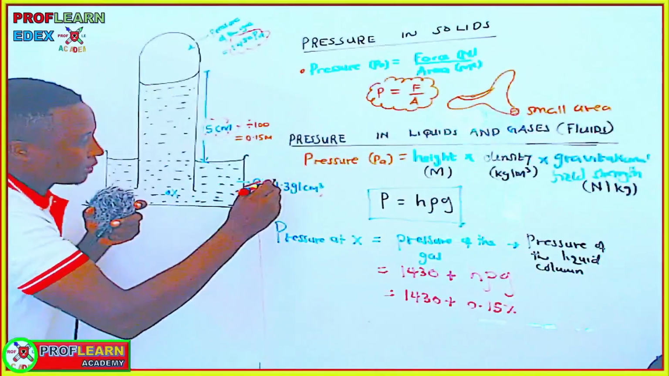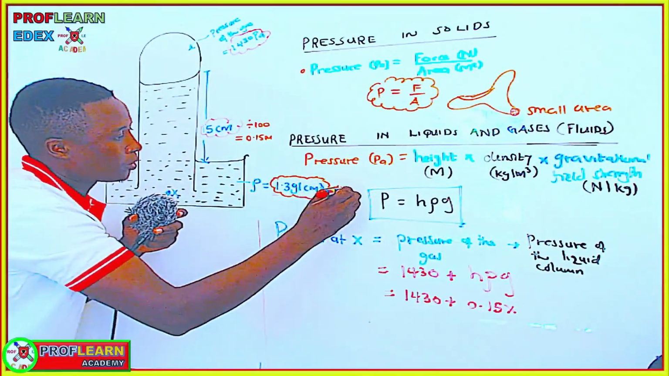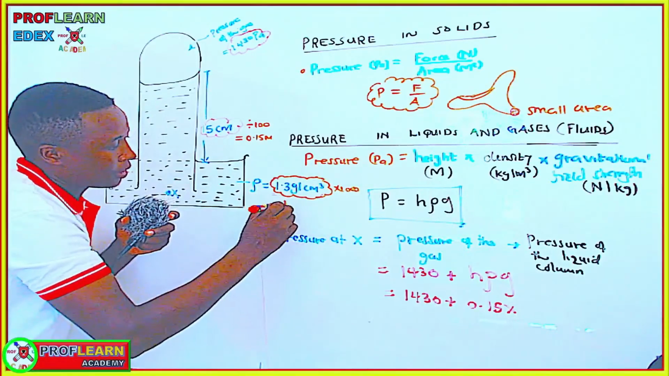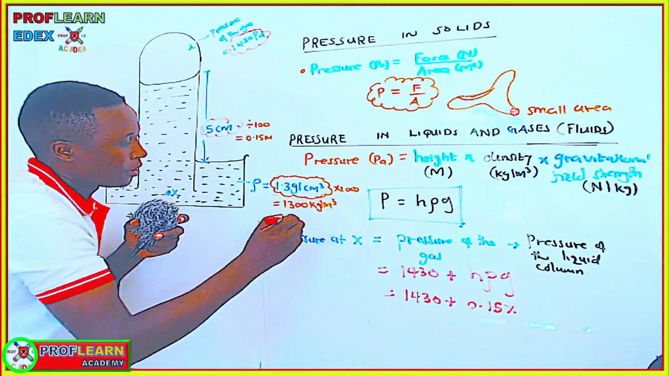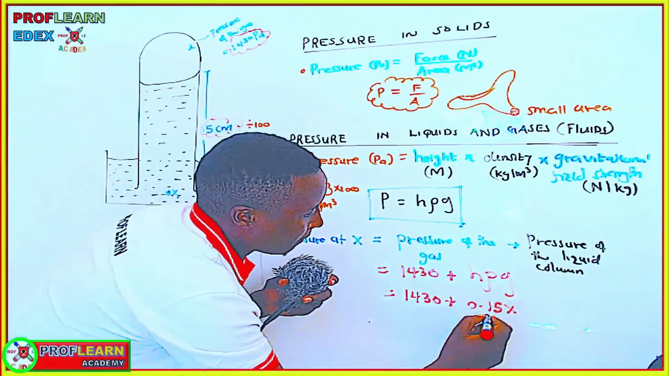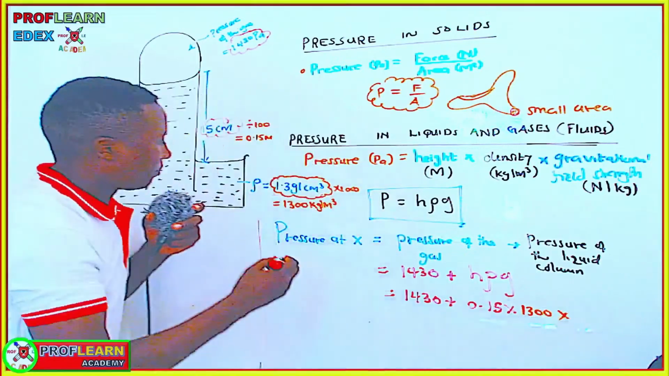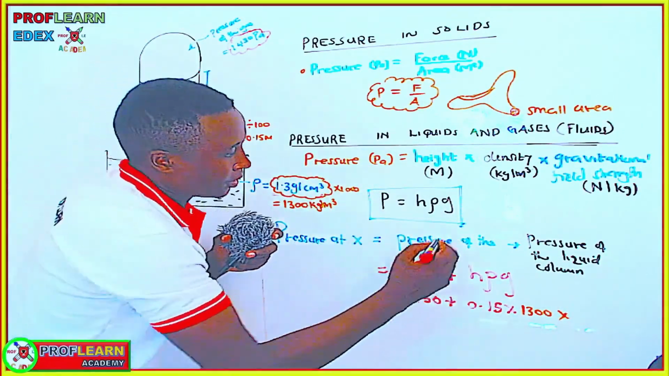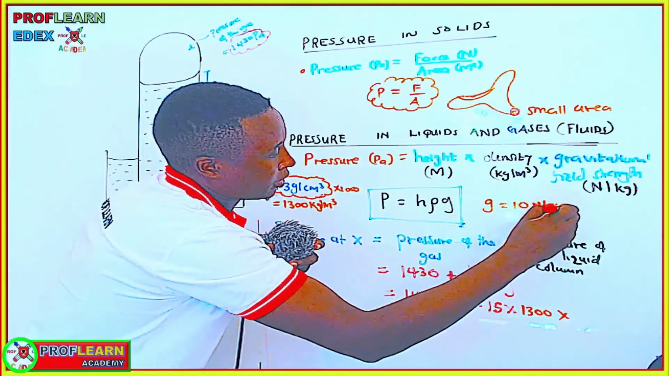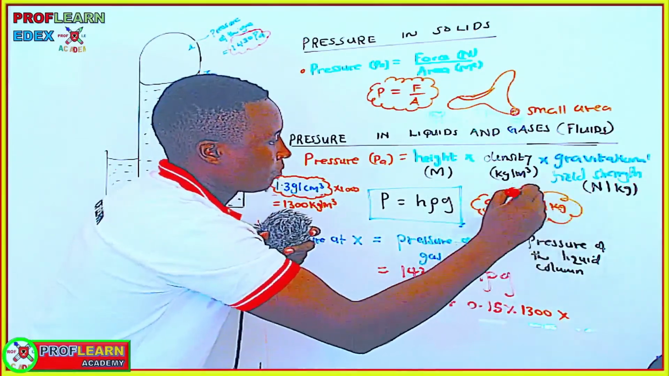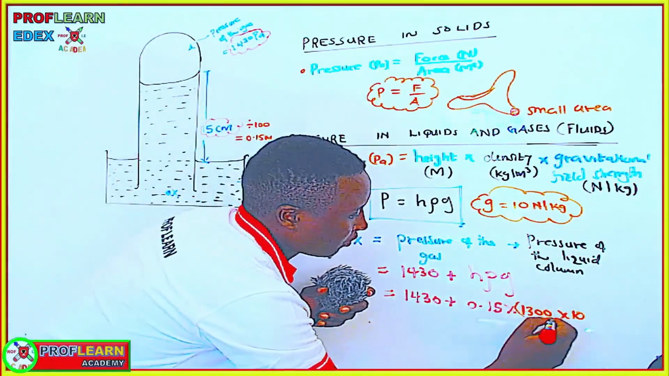Converting the density to kilogram per meter cubed, you only need to multiply by 1000, and that becomes 1300 kilograms per meter cubed. So our density is 1300 kilograms per meter cubed times g. Our g is a constant, usually 10 newtons per kilogram. That one you also need to remember, so we multiply by 10 at that point.